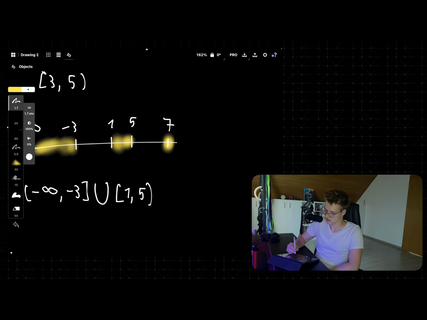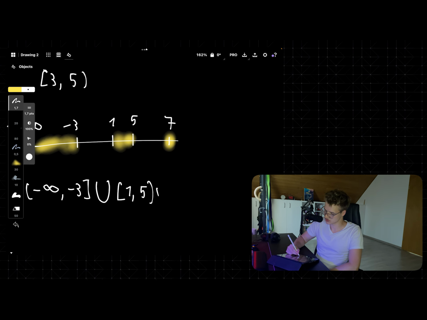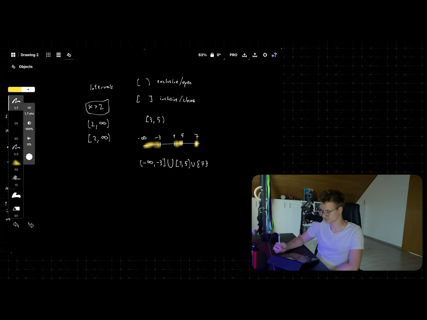And then we want to have 7, and because it's just a single number, so just 7, we would say union, and then in curly braces or brackets, you would add 7. This means the element 7, okay?